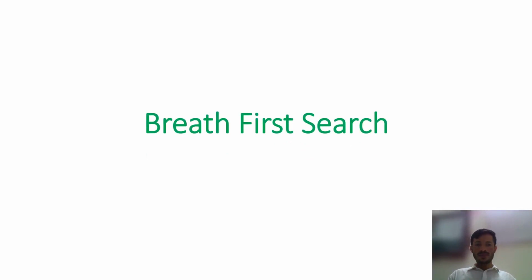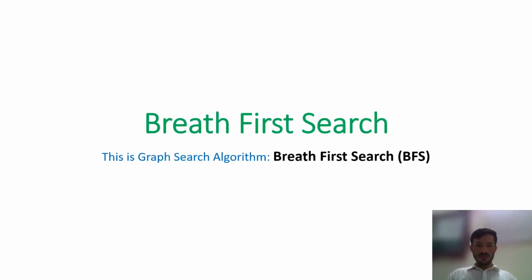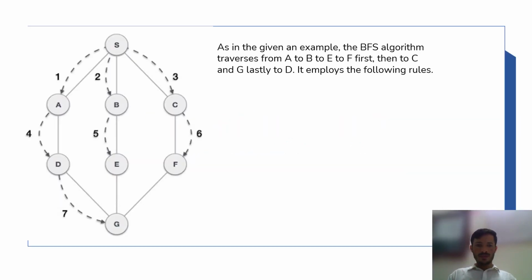In this section we are going to discuss breadth first search, or BFS. As in the given example, the BFS algorithm traverses from A to B to E to F first, then to C and G, and lastly to D. It implies the following rules.